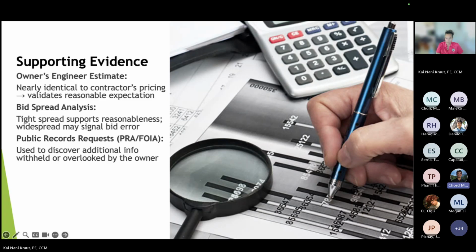Again, briefly just wanted to go over some supporting evidence. Some of the documentation that you could look at: owner's engineer's estimate. If it's nearly identical to the contractor's pricing, it validates reasonable expectations, and maybe potentially it's not a differing site condition, and it was reasonable and not too unexpected. Bid spread analysis and also public records. So obviously we want to be able to take a look at all of the different documentation that's provided for us in any change or claim, but in particular, differing site condition. We want to make sure that we have all the resources to evaluate properly. Next.